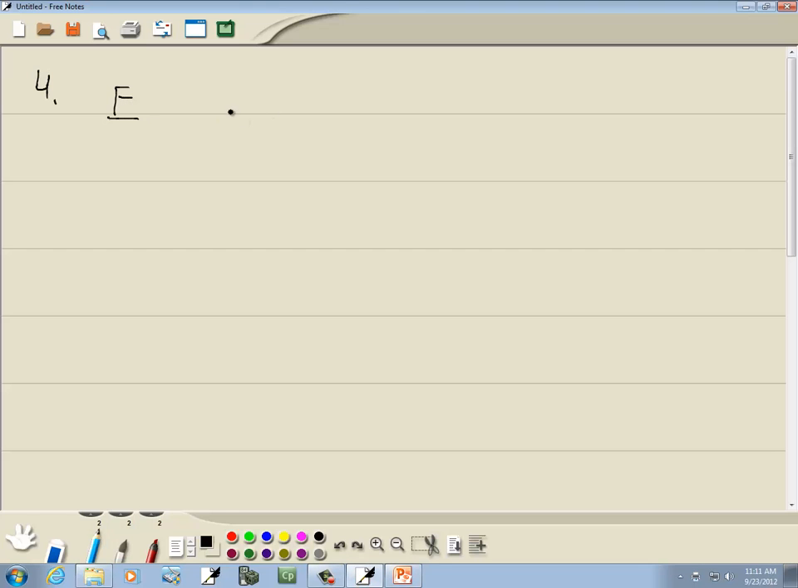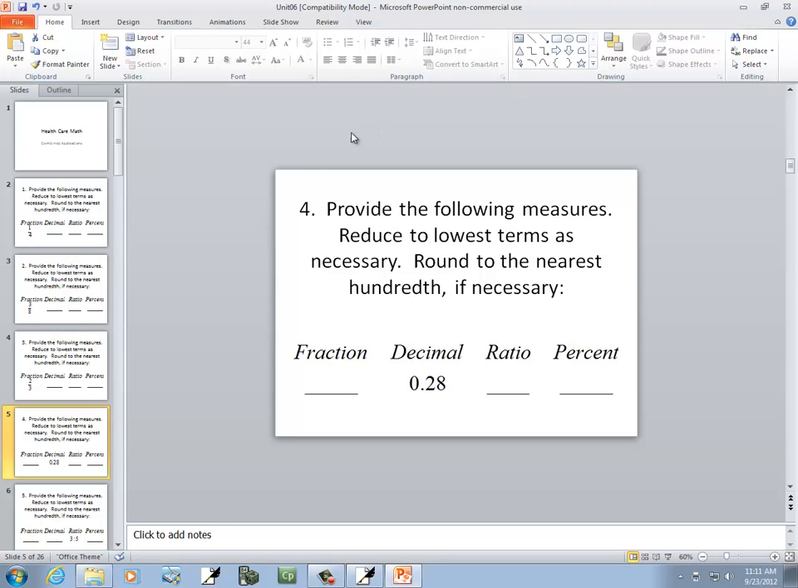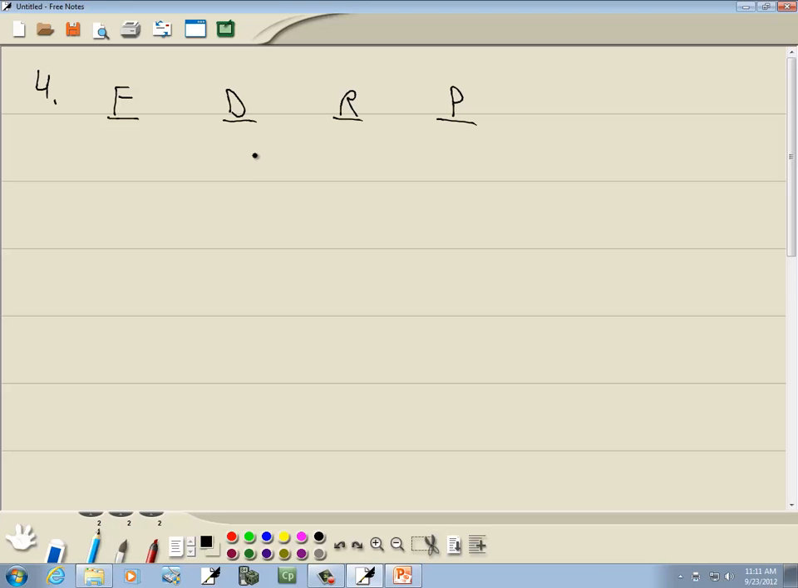We got our fraction, got our decimal, ratio, and percent. And this time they give us the decimal. 0.28. Okay. Now, percent's probably easiest. Because if you're given a decimal, you just move the decimal two places to the right, and this becomes 28%.